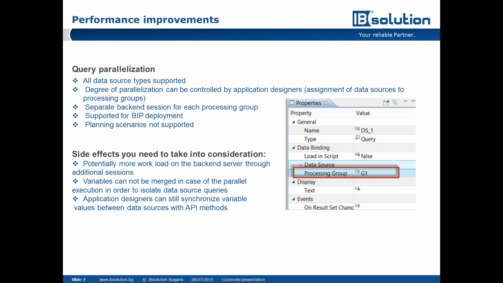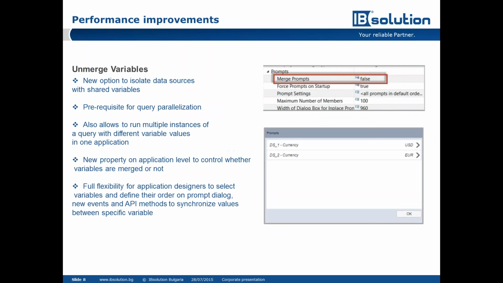So let me look at the next one. It's a little bit related to the first one on merge variables. It is possible to isolate data sources with shared variables and use separate prompts per data source. In this way, it is not necessary to refresh all data sources each time such a shared variable changes.